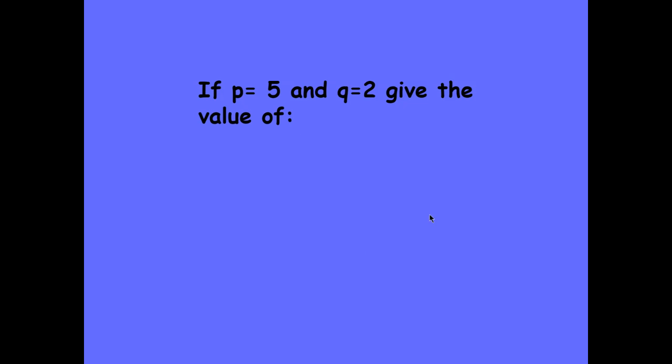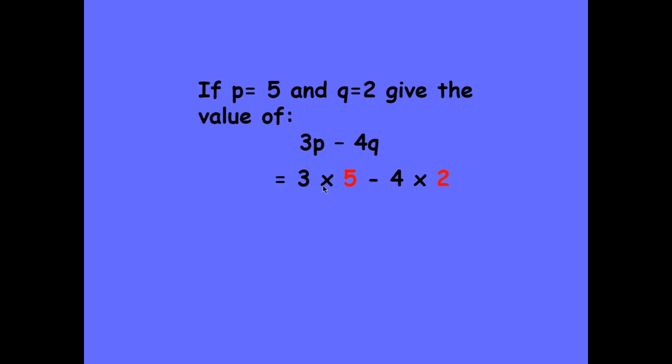Sometimes you'll be given 2 letters to substitute in. For example, here, 3p minus 4q. Remember that that is 3 times p minus 4 times q. The value of p is 5. The value of q is 2. So when we substitute that in, our working looks like this. But we must include this first line in here as well.